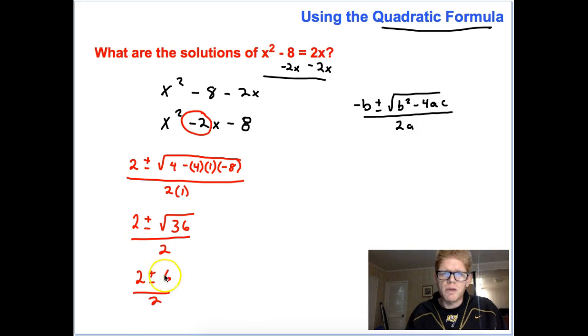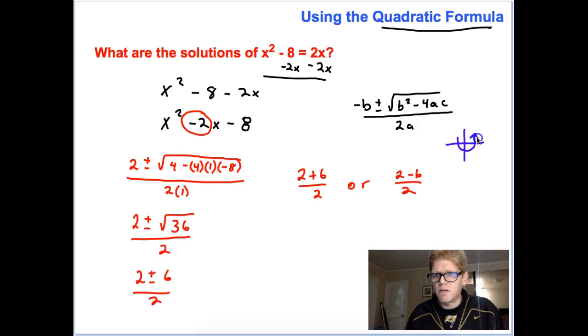Now this is important. At this point, we need to remember that we have two different solutions. We have 2 plus 6 over 2, or we have 2 minus 6 over 2. Remember that our parabolas intersect the axis at two different points, right? Unless they only have one solution, in which case they only do it at one point, or if they have no solutions, they won't intersect at all. But most of our parabolas are going to have two intersection points.